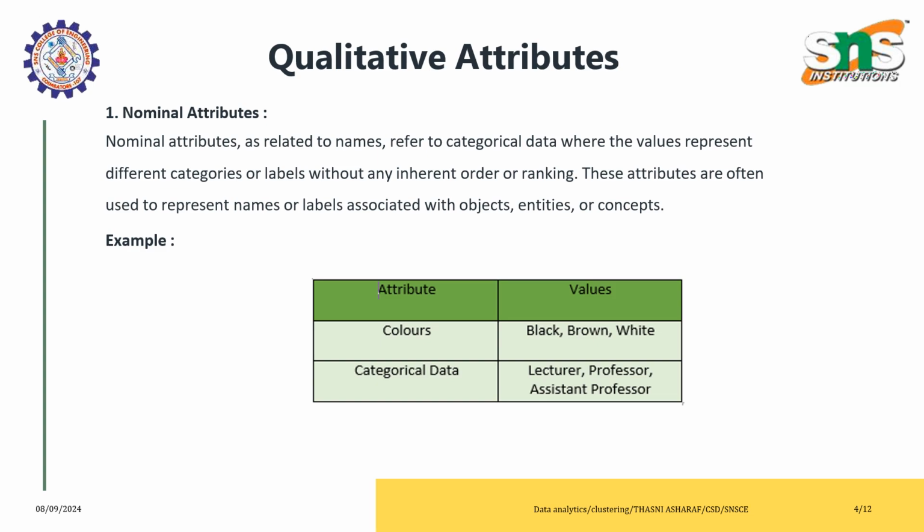Nominal attributes are related to names. They refer to categorical data, where the values represent different categories or labels without any inherent order or ranking. These attributes are often used to represent names or labels associated with objects, entities or concepts. For example, we have the attribute called colors, and its values can be black, brown or white. And we have categorical data such as lecturer, professor or assistant professor. We can represent these in different categories or labels without any inherent order or ranking.